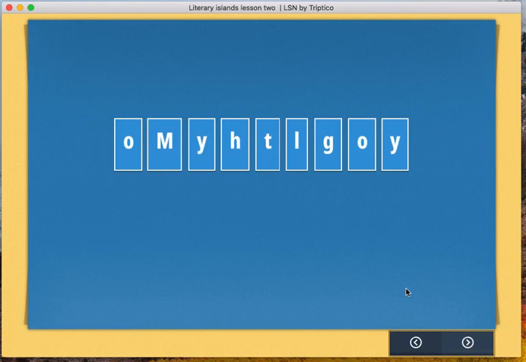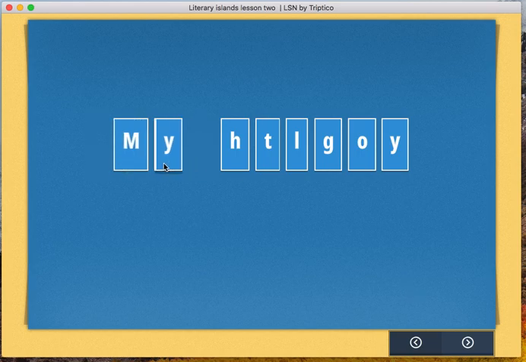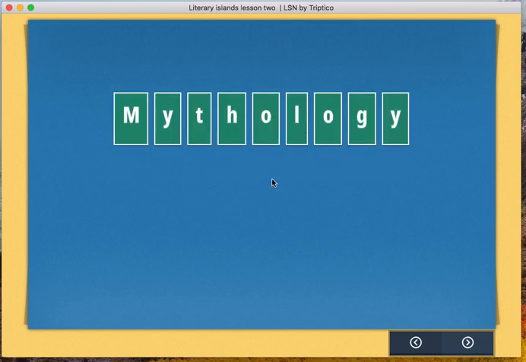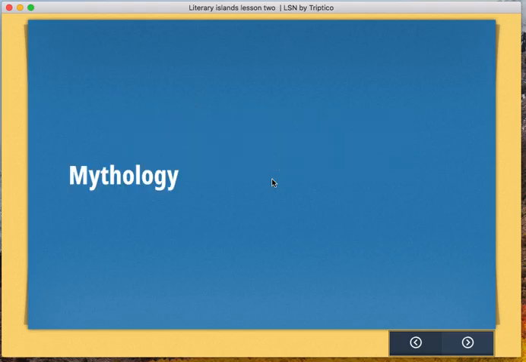Okay, here's your next word, O-M-Y-H-T-L-G-O-Y. Okay, so mythology. Some of you might be a fan of mythology, mythological stories. And again, I'm going to ask you to define that when you go back to the lesson.